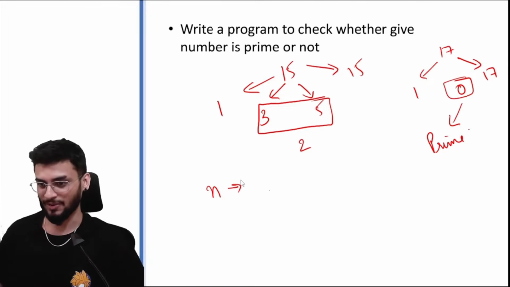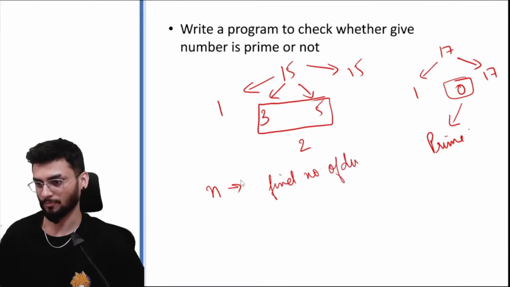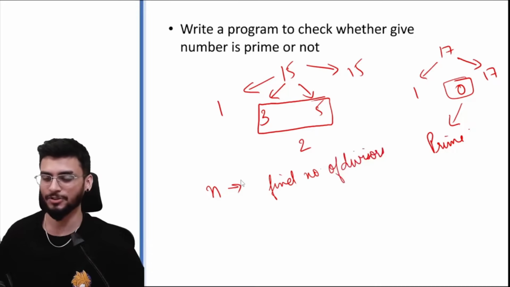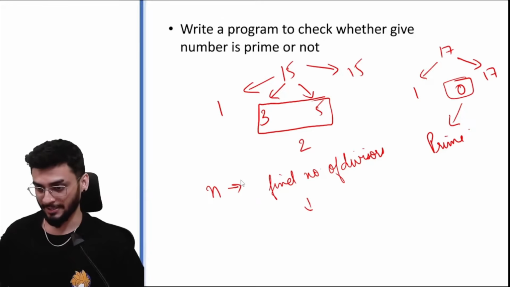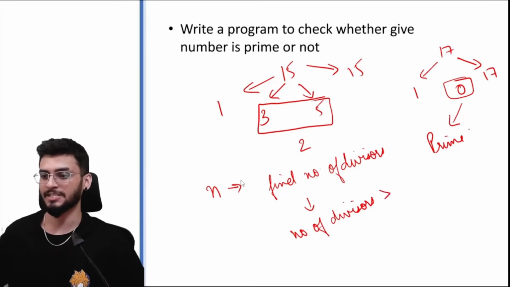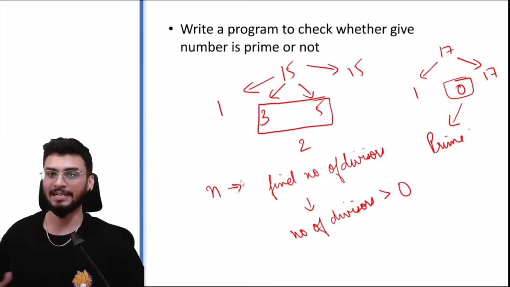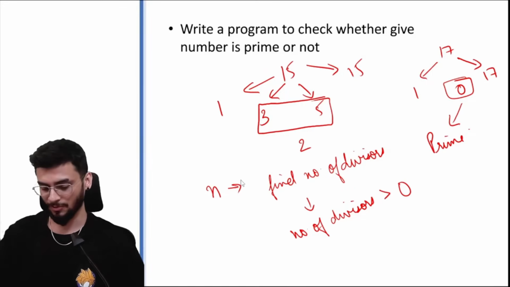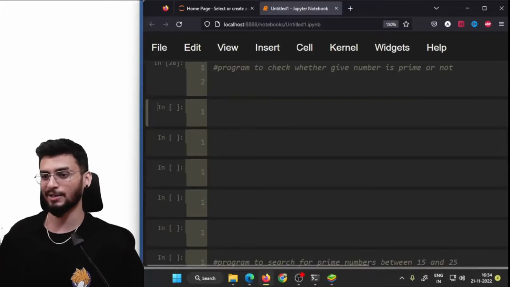And then we try to find the number of divisors for a given number. So this is the first approach, a simple approach that we can take. There are also other approaches, that if the number of divisors is greater than 0, you can directly print that the number is not prime. You can do that.